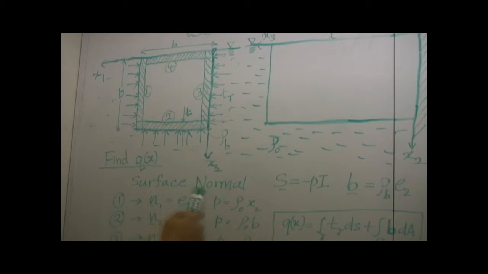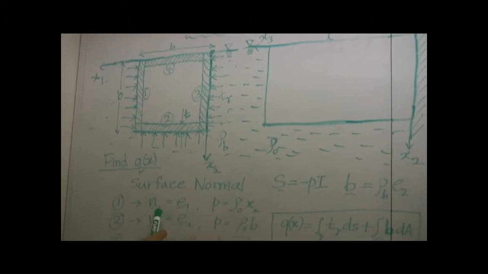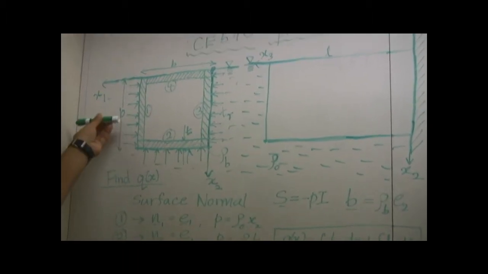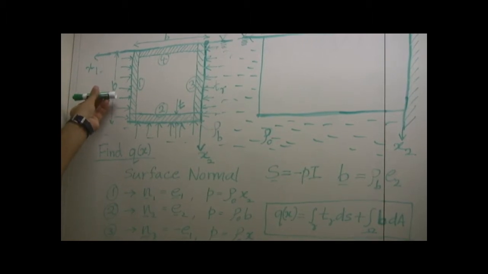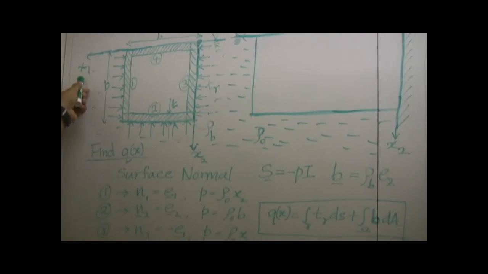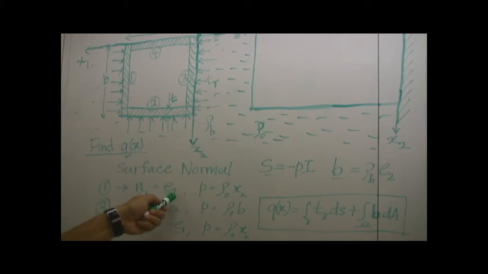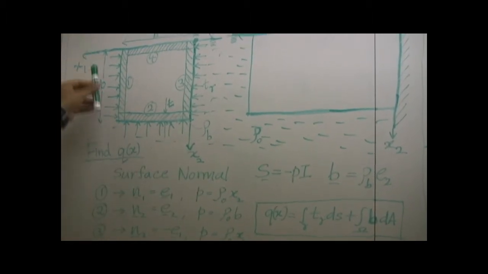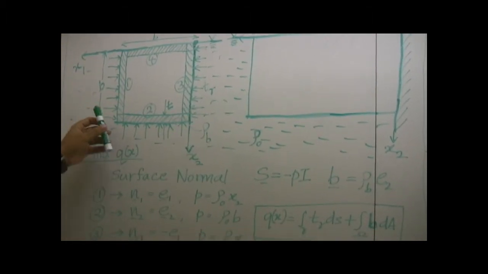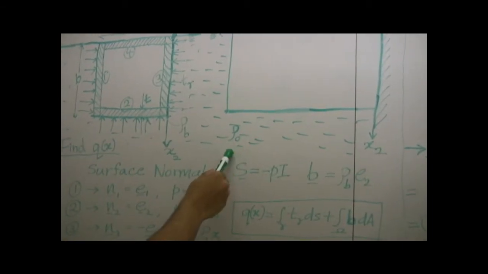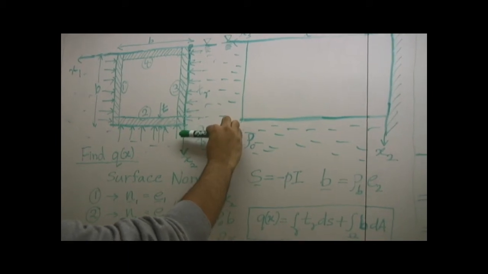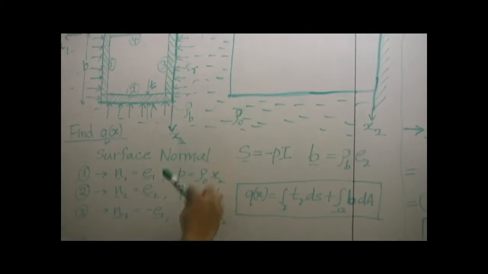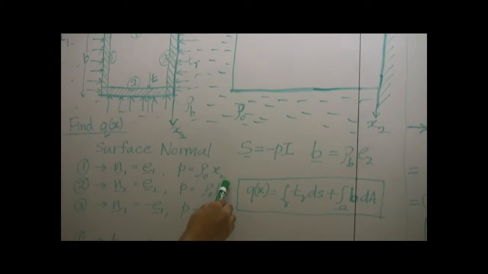Now we will go to find the surface normal. The surface normal on surface 1 will be opposite to the traction plot. Since our normal will be opposite to the traction, it will be in the direction of x1. So N1 is equal to E1. And the pressure for surface 1 will be rho 0 times x2. Rho 0 is the unit weight of the fluid, and as the weight increases as we go deep down towards x2, the pressure becomes rho 0 x2.